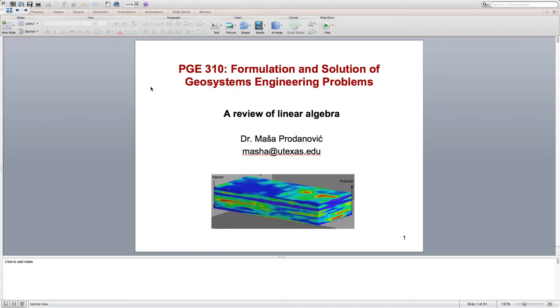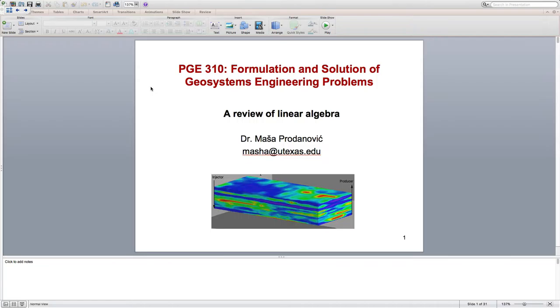Today we're starting with a review of linear algebra. Initially we started just with introduction and motivation, which we went over two times. That's going to be a very useful tool in solving linear systems down the line. So that's what we're really having in mind.